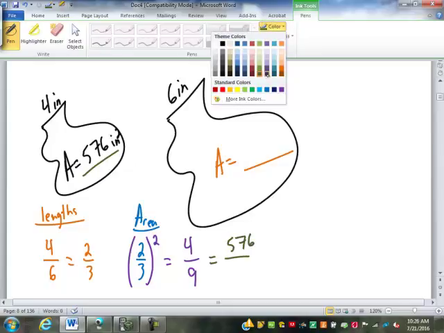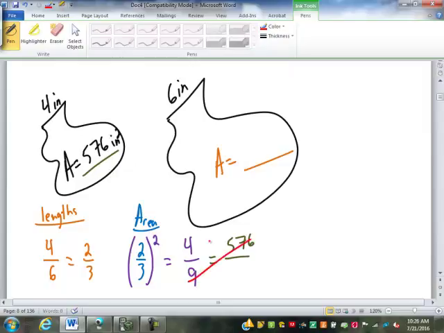And then I can cross multiply and divide. 9 times 576 divided by 4 is 1,296 square inches.